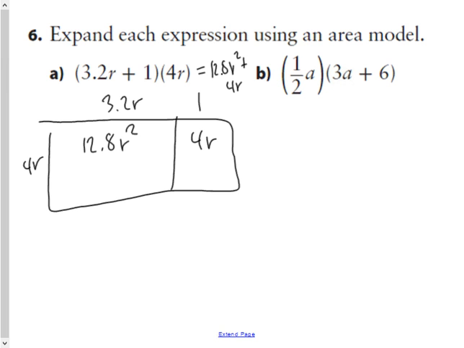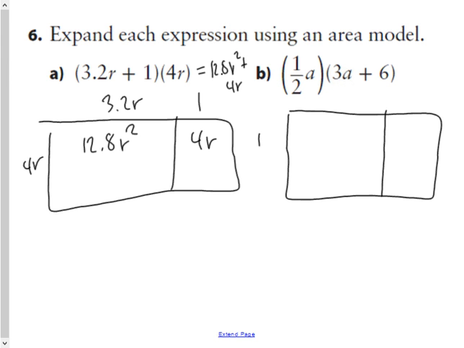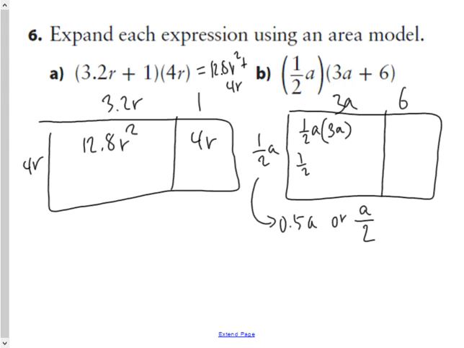And finally, this one B, our monomial is half an a. Now remember, half an a could also be written like this or like this. Having a coefficient of a half in front of it makes it easier for the next part when we multiply our coefficients. So this is going to be a 3a and this is going to be a 6. So here we're going to have the product of a half a times 3a. So a half times 3. Half times 3 can be thought of as being half of 3.